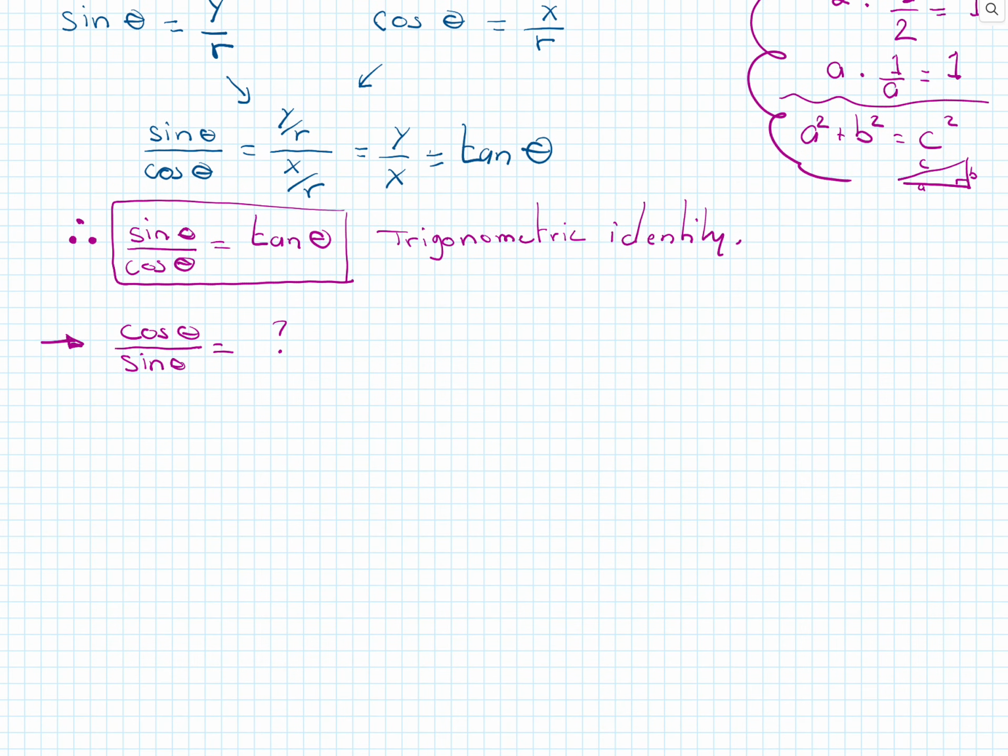Now, there is a very famous identity that we're going to use over and over, and it is related to our famous Pythagorean theorem, and it is called the Pythagorean identity.